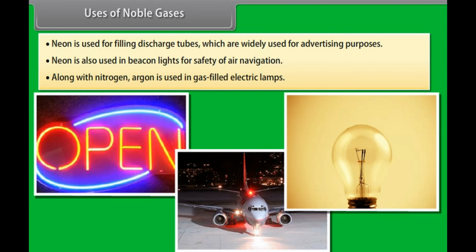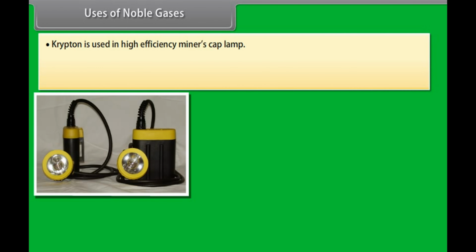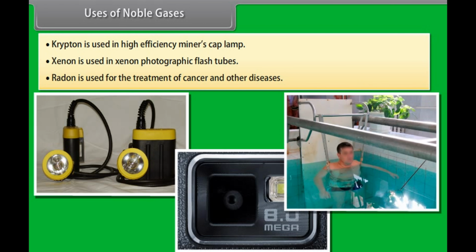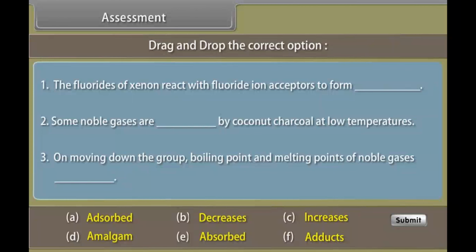Along with nitrogen, argon is used in gas-filled electric lamps because argon is more inert than nitrogen. Krypton is used in high-efficiency miner's cap lamp. Xenon is used in xenon photographic flash tubes. Radon is used for the treatment of cancer and other diseases.